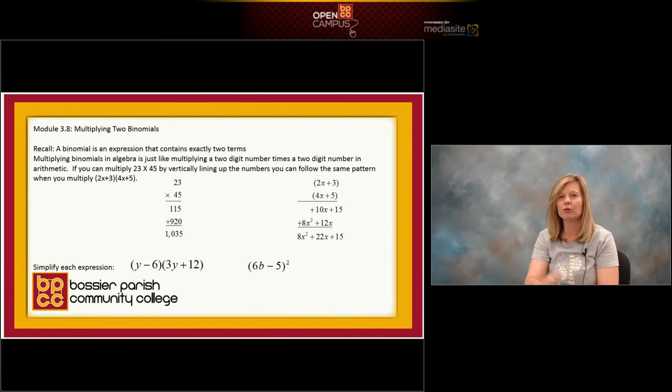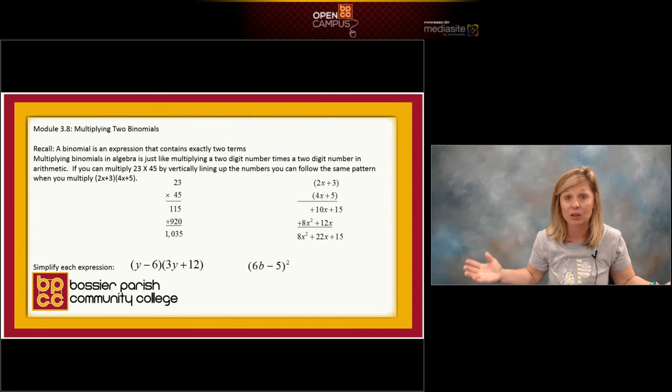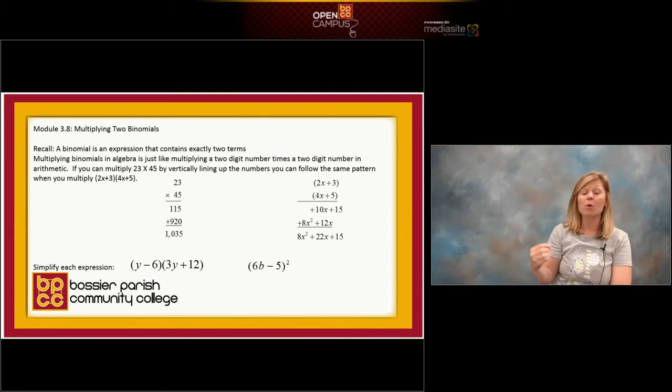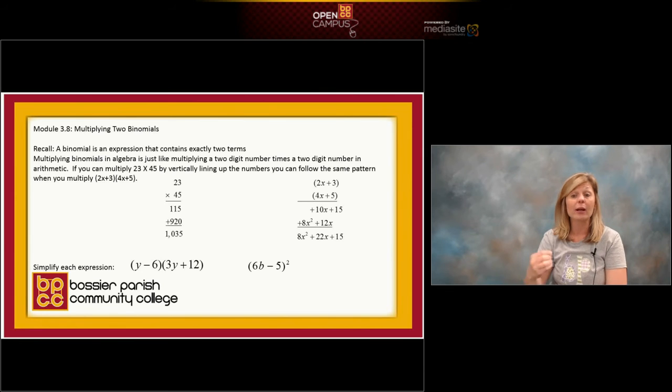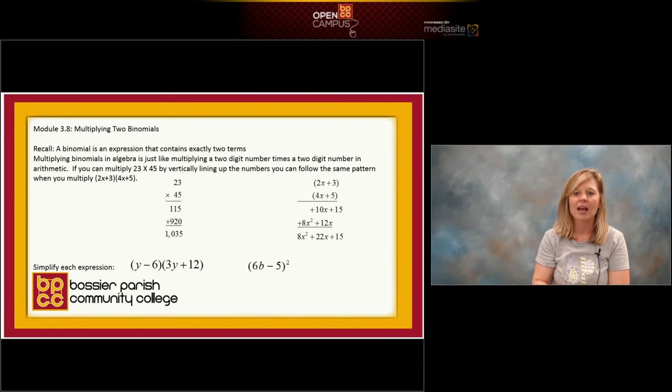So, for example, if you look at this slide, in my notes I want to multiply 2x plus 3 times 4x plus 5. Those are both binomials. So the first thing I say to myself is, oh, they're binomials. It's like third grade math. It's like two-digit numbers. I line them up vertically. I'm going to distribute. I'm going to start with the 5, and I'm going to distribute it to 3. Well, 5 times 3 is 15. Now that we're doing algebra, there's no carrying. You just write the positive 15. Then you multiply the 5 to the 2x, and 5 times 2x is 10x. Now we're done distributing the 5.